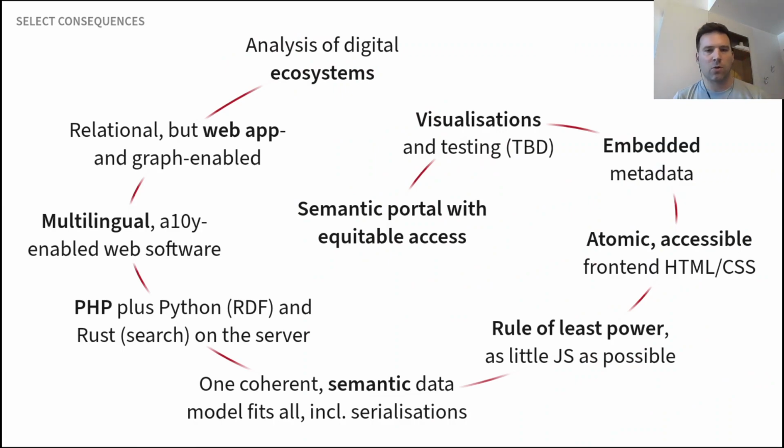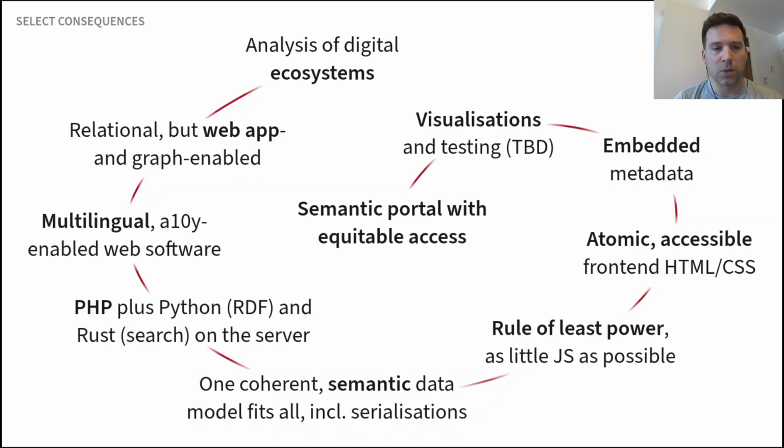To break it down a bit more, I wanted to present basically a chain of some of these decisions. So the analysis of digital ecosystems then very quickly led to the idea that what we're going to need is still going to be a conservative technology, a relational database, but enabled for web apps and also to produce graph data, because that's also what we work with and what we want to do with our data.